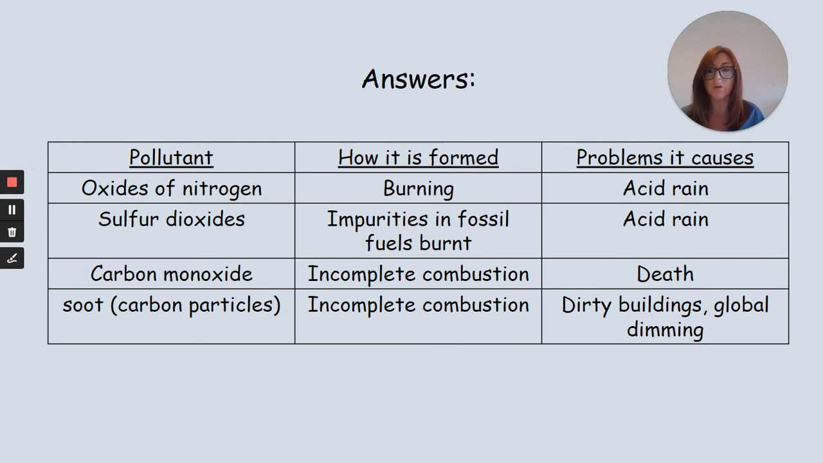Another issue that we talked about from incomplete combustion was soot or carbon particles, also called particulates. These are solid. They can cause dirty buildings. They can also cause global dimming. Global dimming is when the light reflects from these carbon particles away from the Earth, and that prevents light from reaching the Earth. So that can be a real issue. Also, the carbon particles can be breathed in. They can cause respiratory issues in the lungs as well.